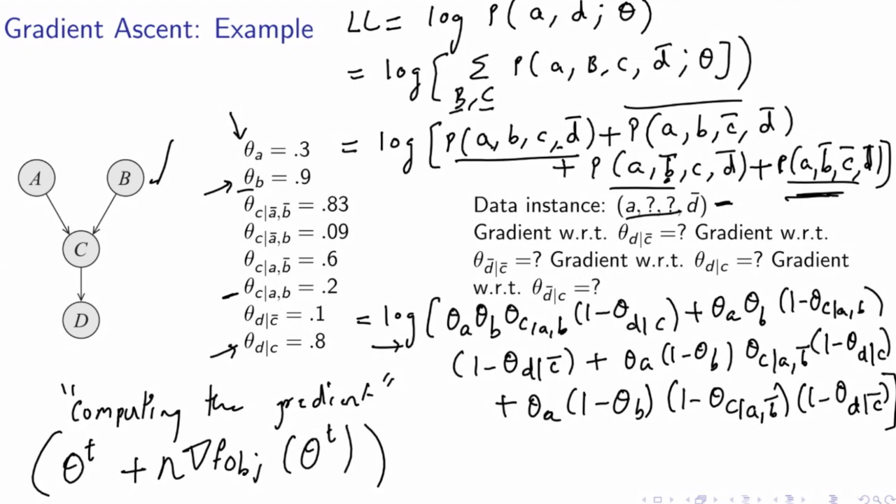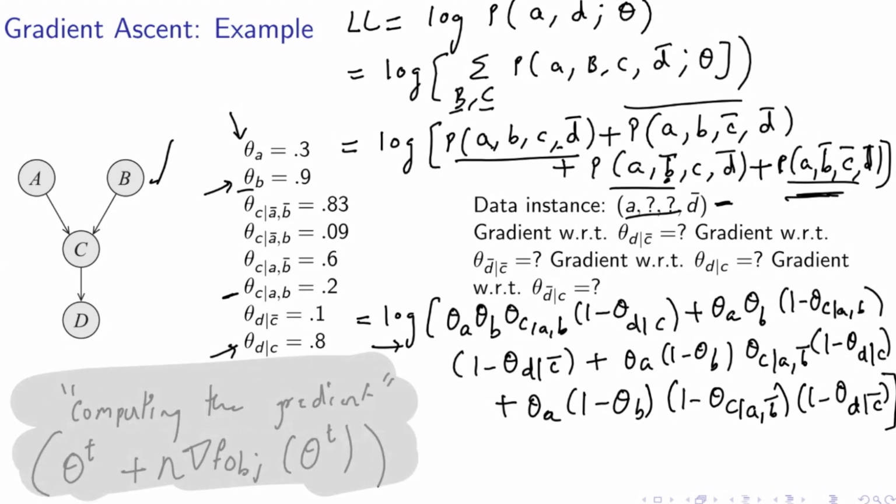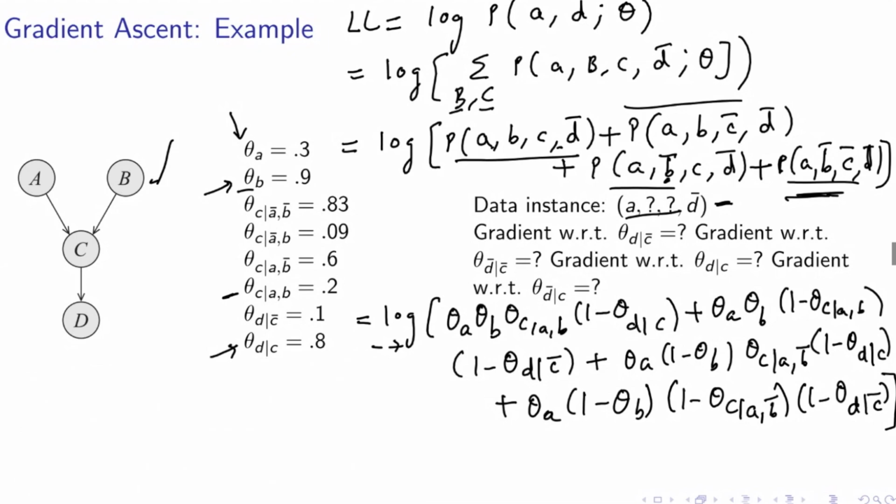So our task now is to compute the gradient of the likelihood function with respect to each one of these parameters. So let's try to compute the gradient of this function. This is the log likelihood function for the data point with respect to, let's say, theta of D given C. So how will you compute that?